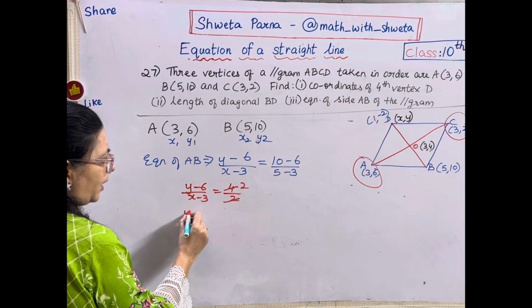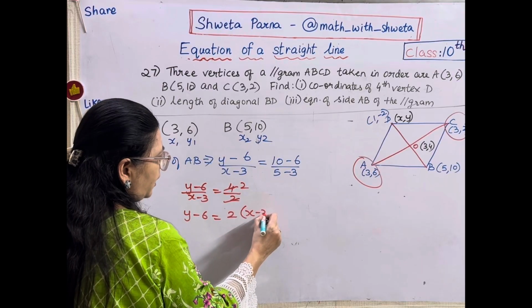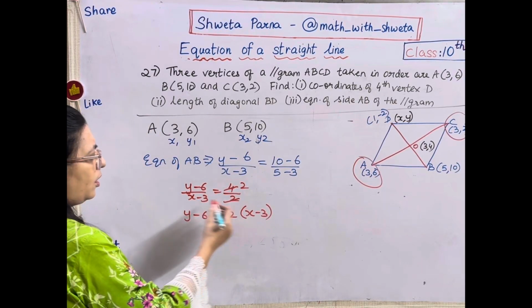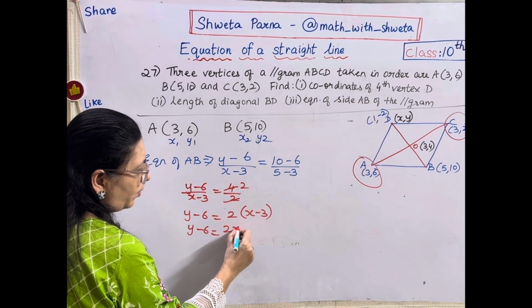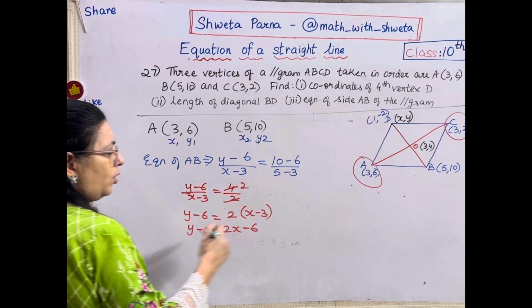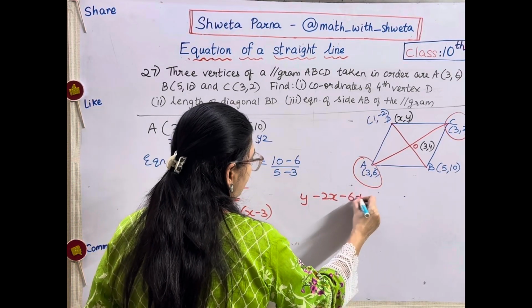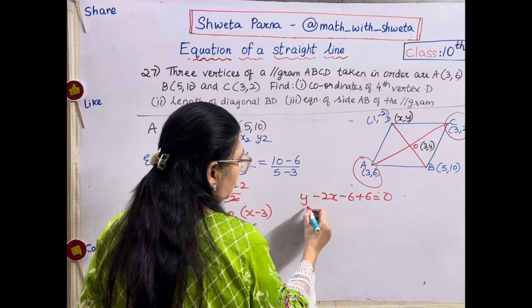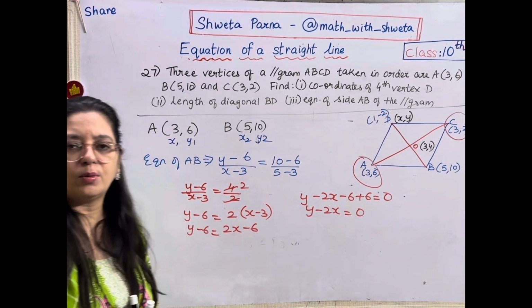Now cross multiply. y minus 6 is equal to 2 into x minus 3. Now open the bracket. y minus 6 is equal to 2 into x is 2x, 2 into minus 3 is minus 6. Bring all to one side. y minus 2x minus 6 plus 6 is equal to 0. So the equation is y minus 2x is equal to 0.